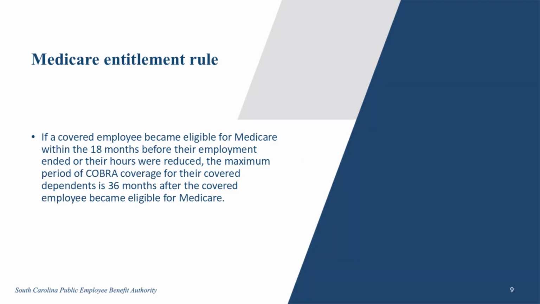The Medicare entitlement rule limits the amount of time a covered dependent is eligible for COBRA coverage. If a covered employee became Medicare eligible within 18 months before their employment ended or their hours were reduced, the maximum period of COBRA coverage for their covered dependents is 36 months after the covered employee became eligible for Medicare. As a reminder, no COBRA coverage is extended beyond 36 months.